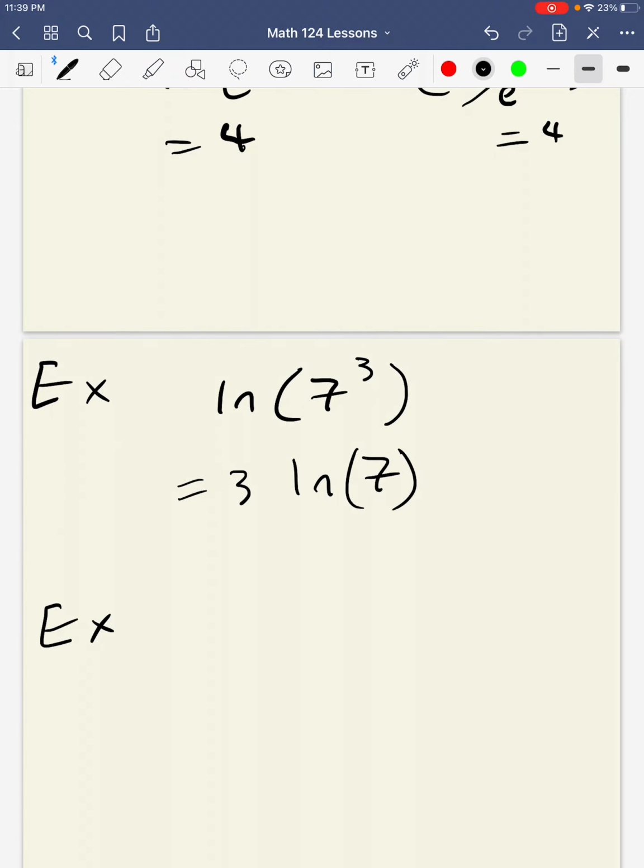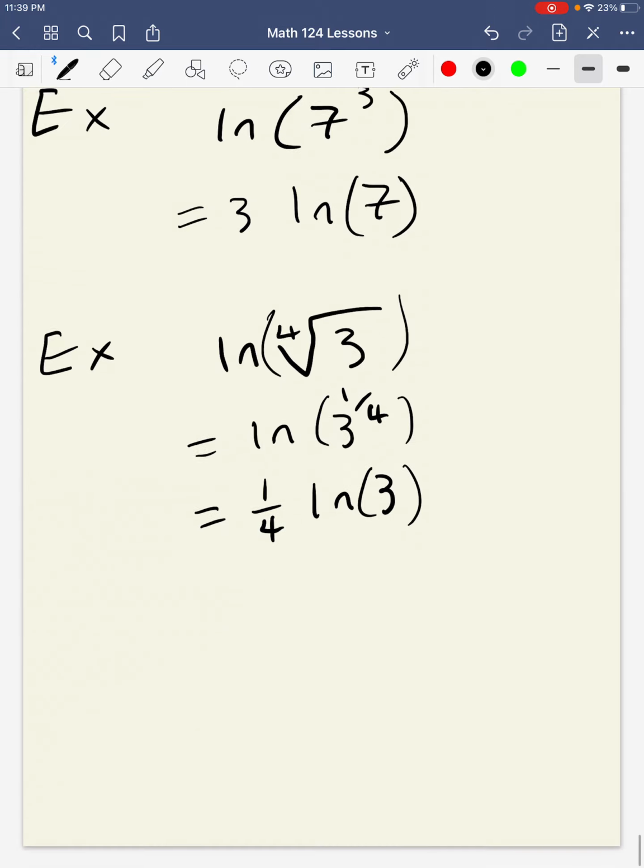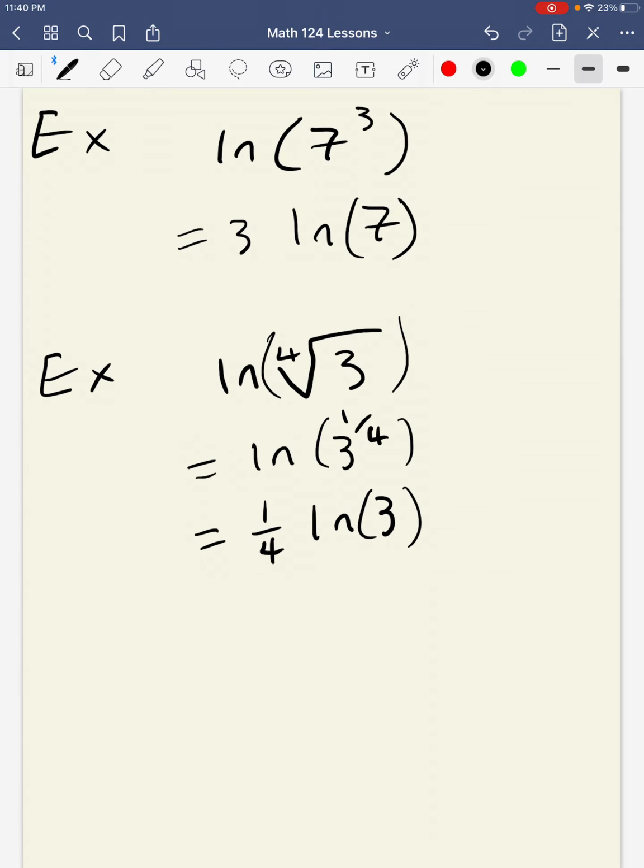Right, if we have natural log of the fourth root of 3, well, that's like saying the natural log of 3 to the 1/4. So you could pull the 1/4 out front and you get 1/4 natural log 3. Sometimes people write parentheses, sometimes they do not. Okay, let's look at a different example now.